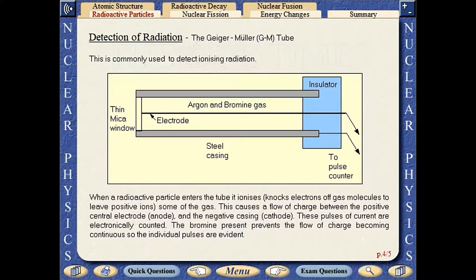When a radioactive particle enters the Geiger-Müller tube, it ionizes some of the gas. This causes a flow of charge between the positive central electrode, the anode, and the negative casing, the cathode. These pulses of current are electronically counted. The bromine present prevents the flow of charge becoming continuous, so the individual pulses are evident.